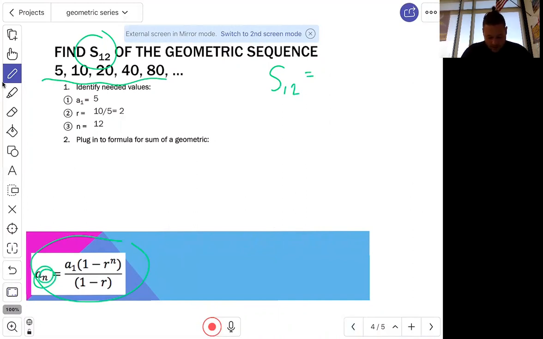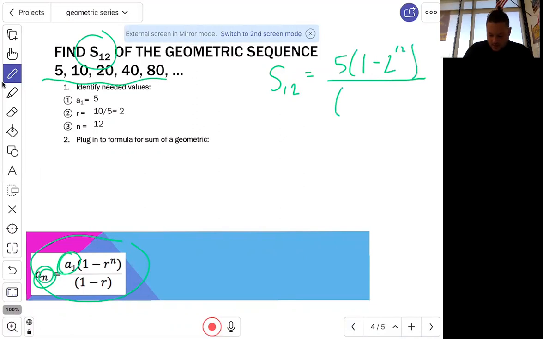So here we go, here's my fraction bar. My first term right here looks like 5, and we have 1 minus my common ratio. What am I multiplying everything by? Well, from 5 to 10 is times 2. From 10 to 20 is times 2. So it looks like my common ratio is a 2. And my n value is a 12.